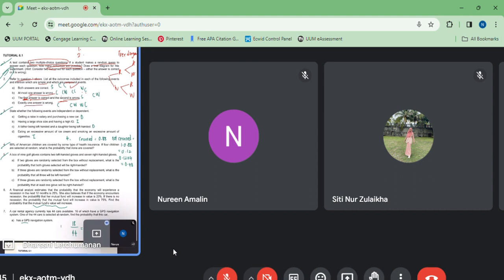Exactly one answer is wrong. It's either the first question is correct, second answer is wrong, or for the second question, first is wrong and second is correct. So this one will be compound. I write again. Compound, simple, compound, simple.